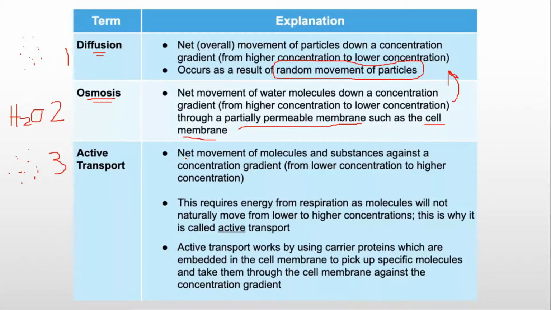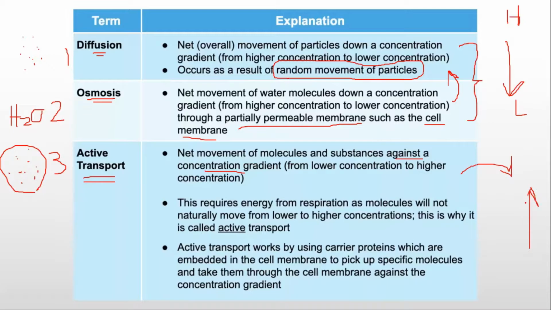Then we have active transport. Active transport is also a method for the movement of molecules. It is a net movement of molecules and substances against a concentration gradient. We studied that both diffusion and osmosis were down the concentration gradient, meaning from high to low. But active transport is against the concentration gradient, which means it will be from lower to higher concentration.